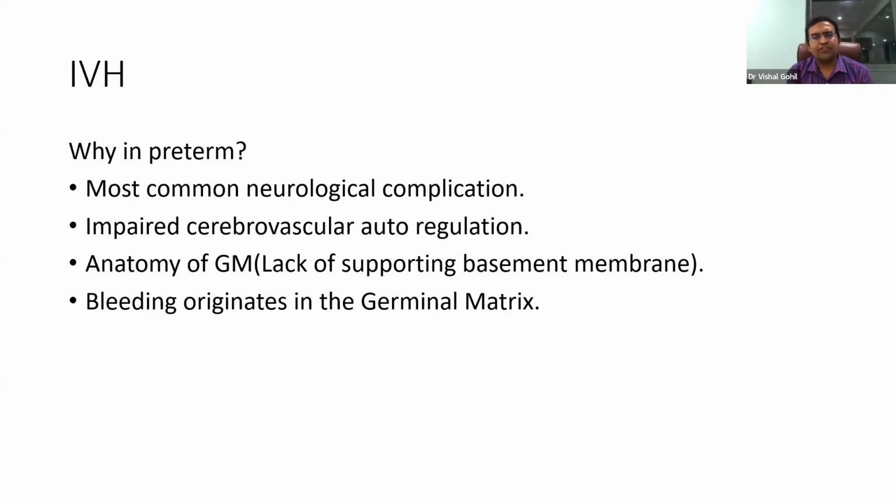This is the most common neurological complication in the preterm because there is a germinal matrix, and the germinal matrix is fetal tissue. It is not a mature tissue. Once the baby crosses the third trimester, more than 34-35 weeks, it goes away. Why is it an important structure? Because it is a precursor of lots of neurological cells and is helpful for the neurodevelopmental outcome. Why is it fragile? Because there is a lack of supporting basement membrane, more fibrinolytic activity, and not that strong autoregulation. So there is a long list of reasons why there is IVH.